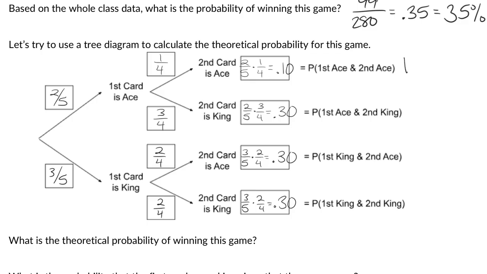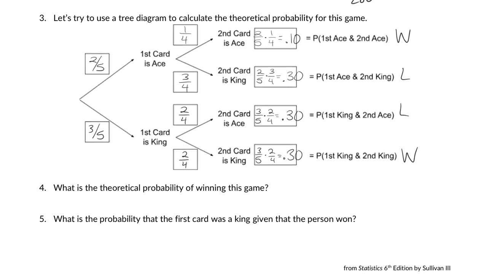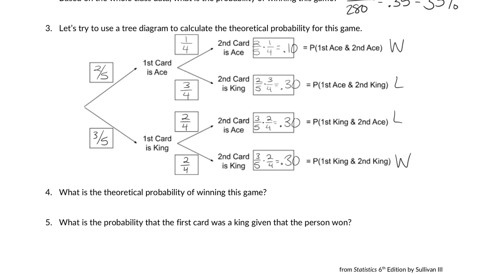The top and the bottom. The first one was a win, and the bottom one was a win. So if I'm trying to answer the problem for question number 4 that says, what is the theoretical probability of winning this game? I had to set up a branching tree diagram to see all of the options for winning. And since there are 2 options for winning, I'm going to add them together because I could win with an ace and an ace, or I could win with a king and a king, which means that my probability of winning this game is 40%.